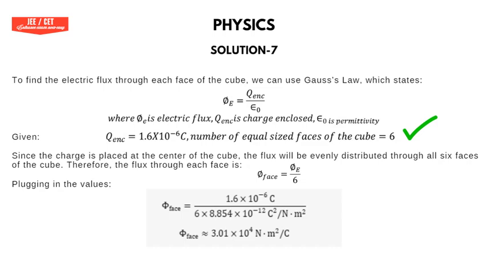Total surface enclosing this charge equals 6 times surface area of each side of the cube. So flux through each face equals total flux divided by 6. Plugging in the values, flux through each face equals 3.01 10 to the power 4 newton meter square per coulomb.